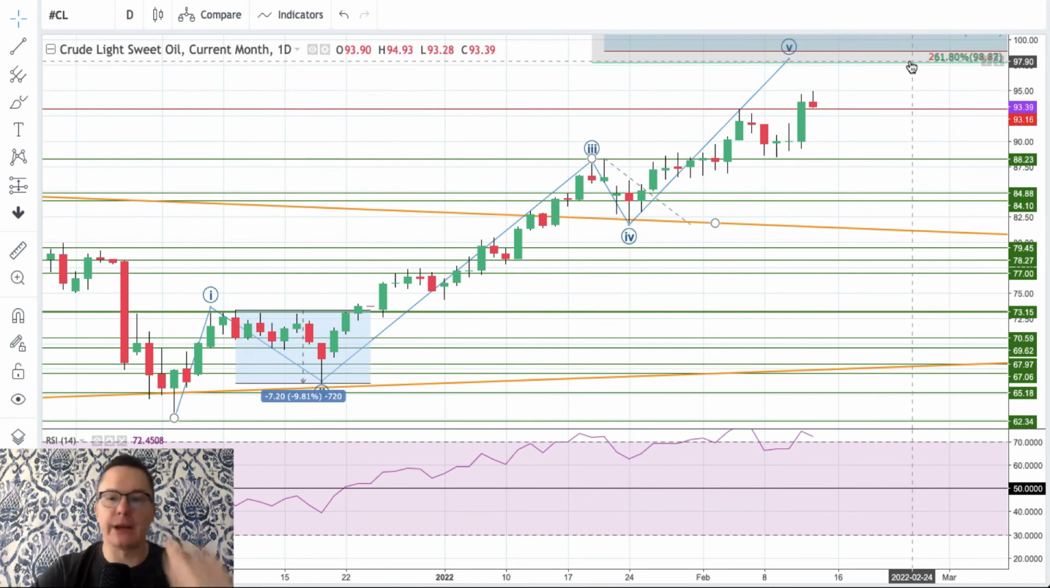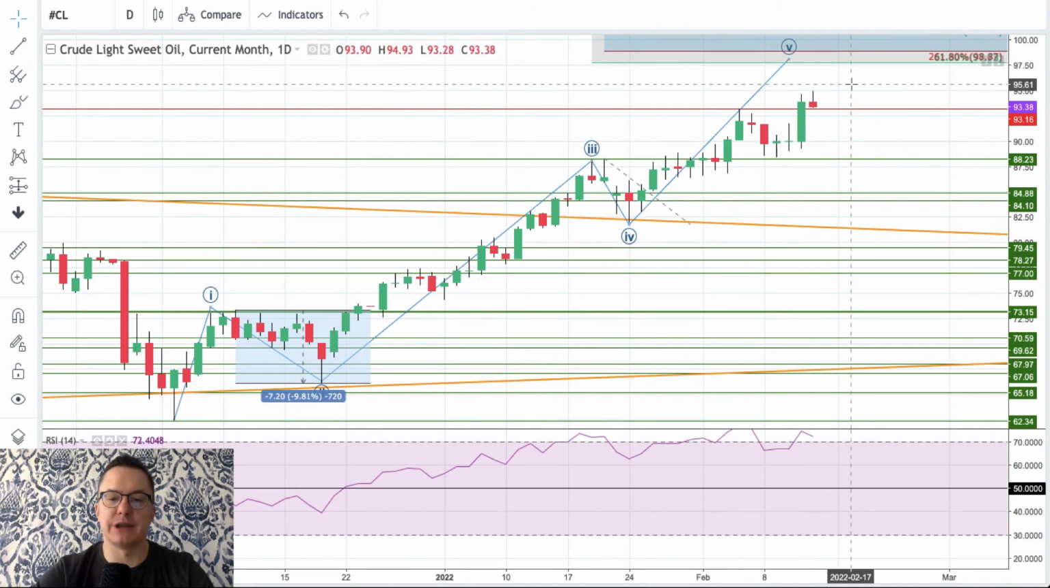So this is kind of a wide area, but it is the best Fibonacci cluster I could find, and it's based of course on the progression of this 5 waves to the upside, the internal relations of the Fibonacci ratios of this 5-wave advance to the upside. Right now the level of $94.93 per barrel of oil is the most expensive, the highest price in years for the crude oil.